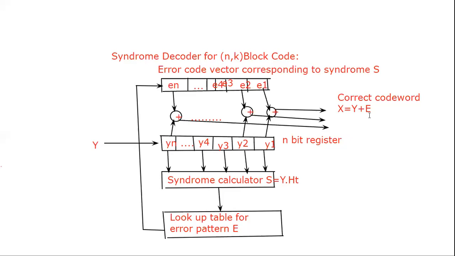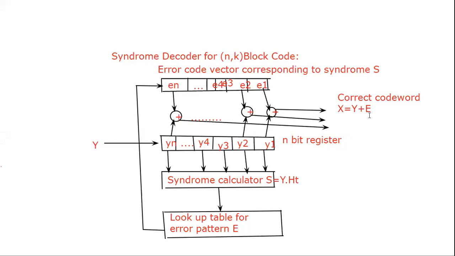Suppose the question is draw the syndrome decoder for 7,4 block code. Are you able to draw the syndrome decoder for 7,4? Yes, sir. It is simple, right? Whenever 7 comma 4, so n equal to 7, that means you have to write E1, E2, E3, E4, E5, E6, E7, Y1, Y2, Y3, Y4, Y5, Y6, Y7. Remaining all are same. In place of n bit register, just write 7 bit register. That's it.